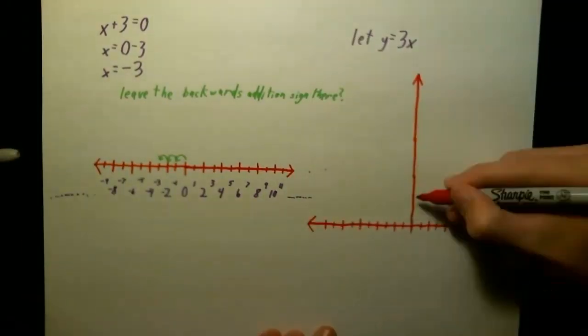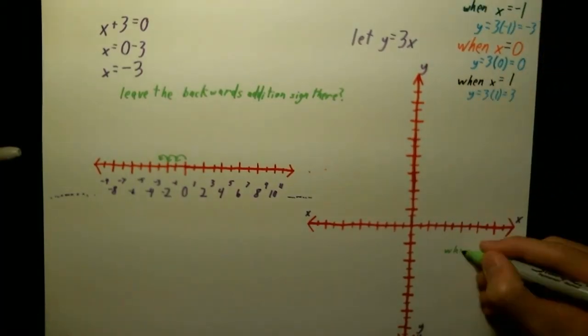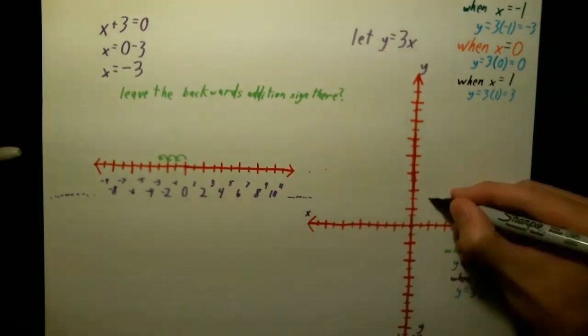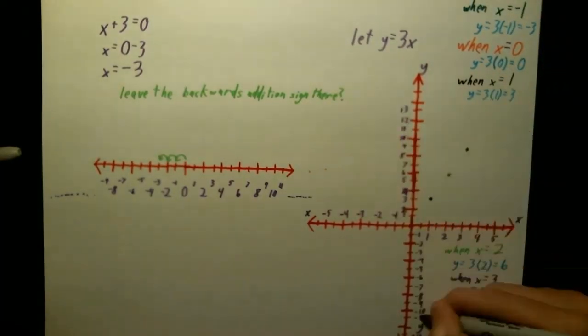X plus 3 equals 0. X equals 0 minus 3. Leave the backwards addition there. X equals negative 3. Let y equal 3x.